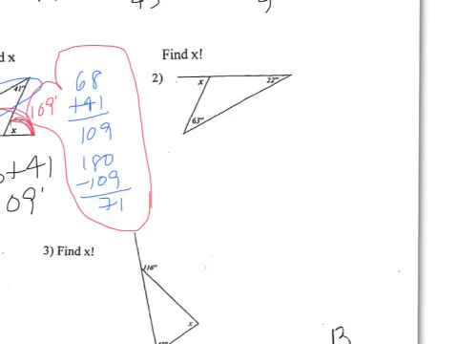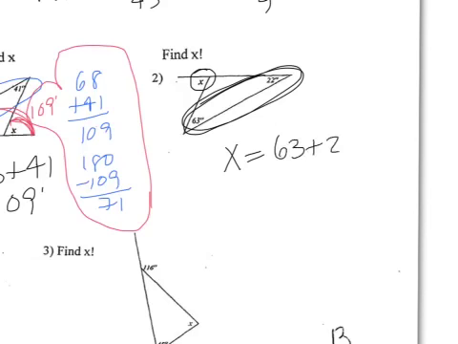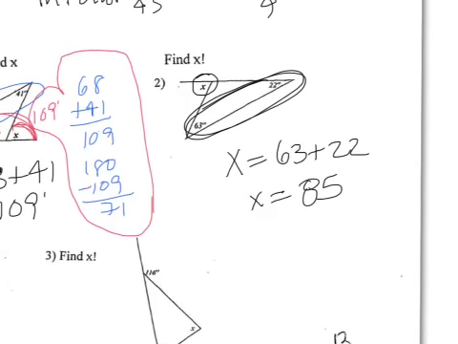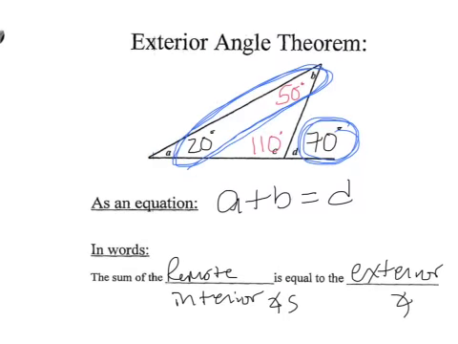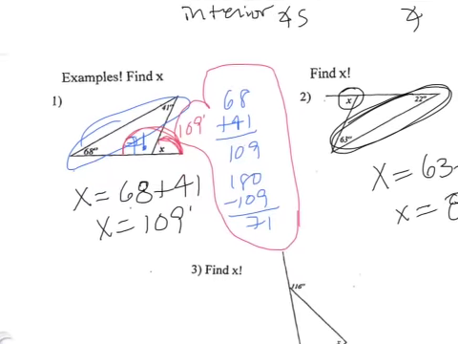So on number 2, the remote interior angles are definitely that 63 and 22, and the x is the exterior angle. So x is equal to 63 plus 22, or in this case, 85 degrees. One of the things that I want to point out to you is when I talk about the remote interior angles, the angles that are not adjacent to the exterior angle are the ones that are the remote interior angles.